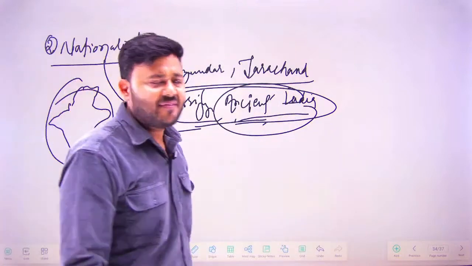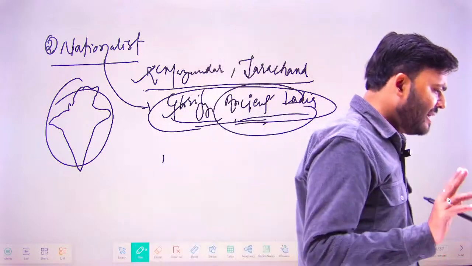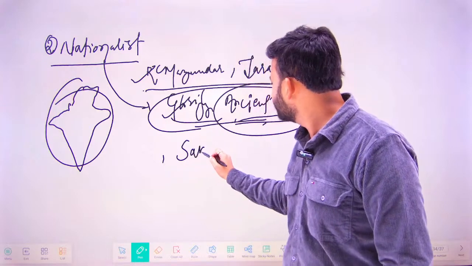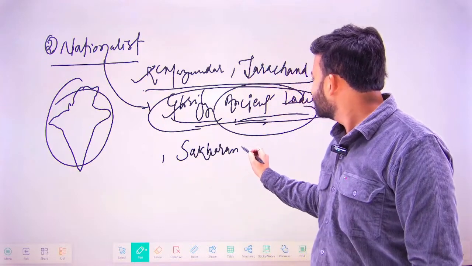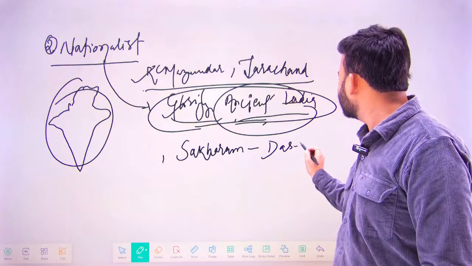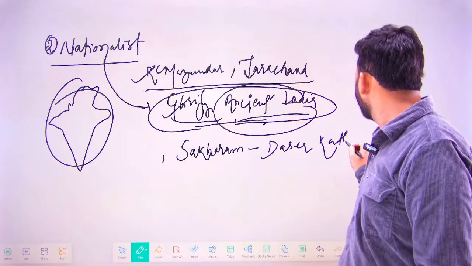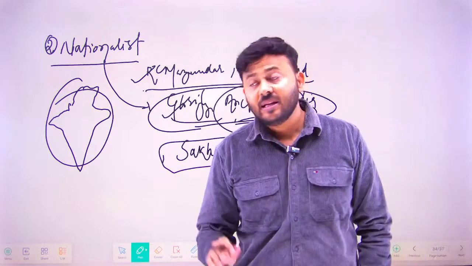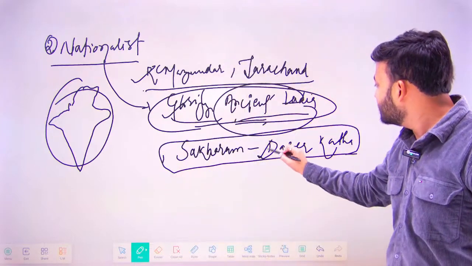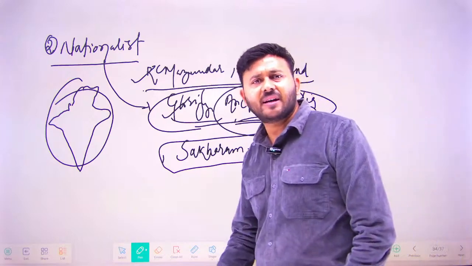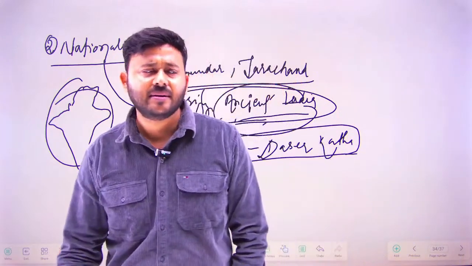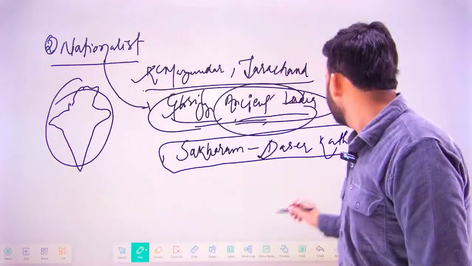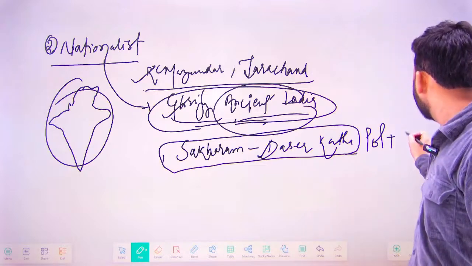Similarly, I'll cite you two things. One is Shekhar. Shekhar wrote Desher Katha. In Desher Katha, you will find the glorification of India already there. Why was it called the golden bird? So Desher Katha already explains everything, politically as well as culturally.